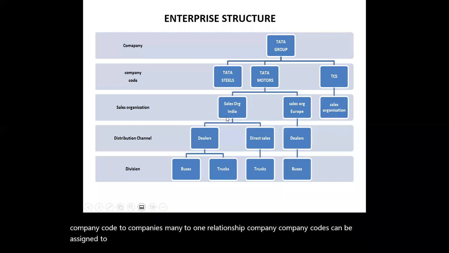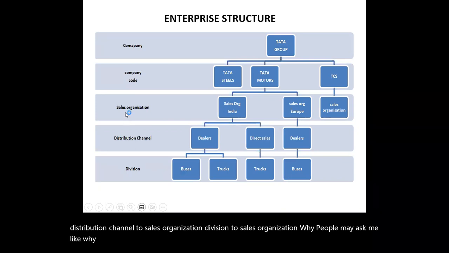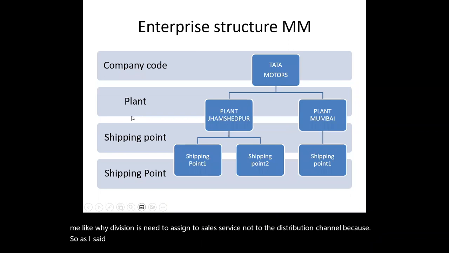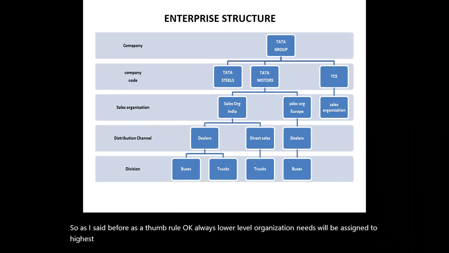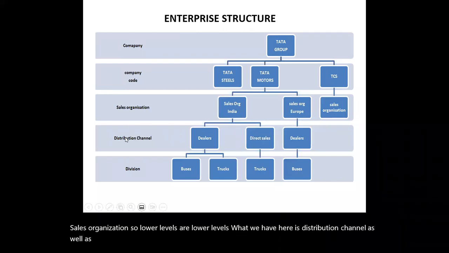Same way, sales organization we need to assign to company code, distribution channel to sales organization, and division to sales organization. People may ask why division is assigned to sales organization and not to the distribution channel. As I said before, as a thumb rule, always lower level organizational units are assigned to the highest level organizational units. In the SD module, the highest organizational unit is sales organization. The lower levels we have here are distribution channel and division. So the distribution channel we are assigning to the higher level sales organization, and that should be fine.